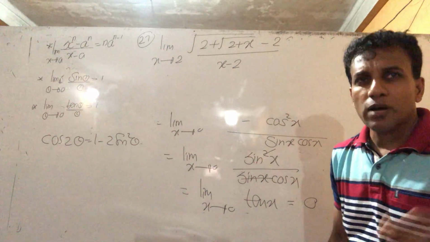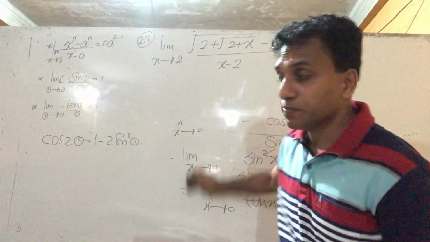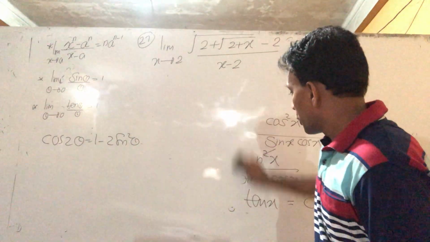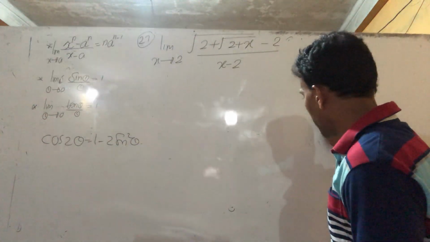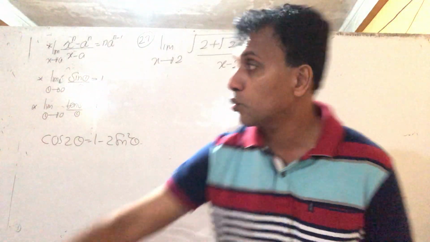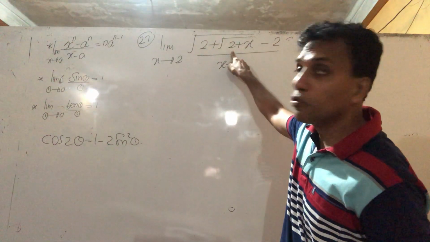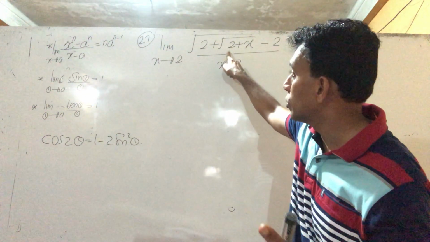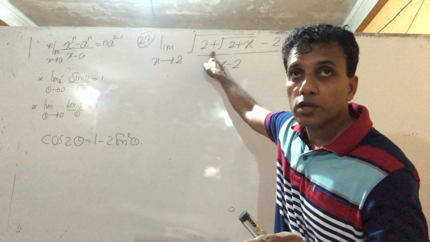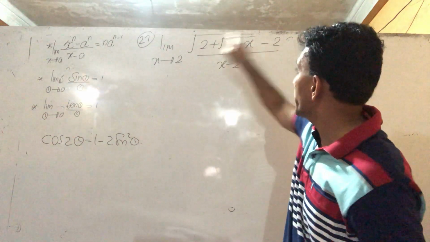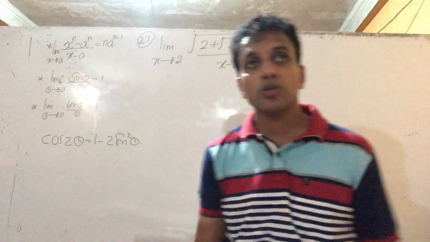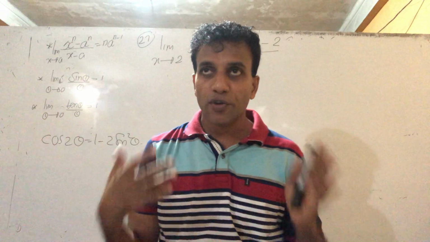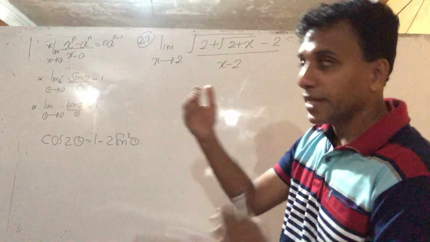So you know many problems of this type you worked in the class in the past. Removing the square root is the main issue. What happens if you put 2 for x? 2 plus 2 is 4. Square root of 4 is 2. Again 2 plus 2 is 4. Square root of 4 is 2. 2 minus 2 is 0. Below also 0, so you can't do straight substitution. So you have to use another method.